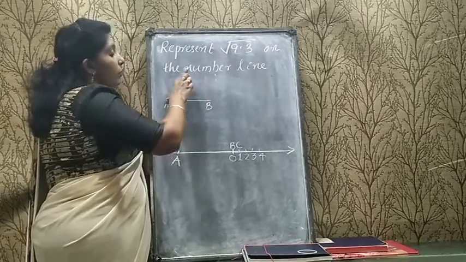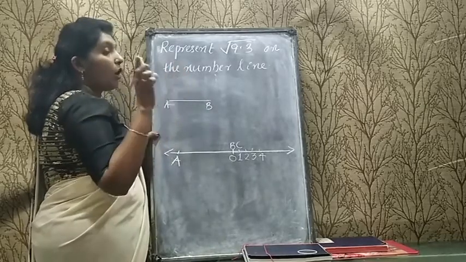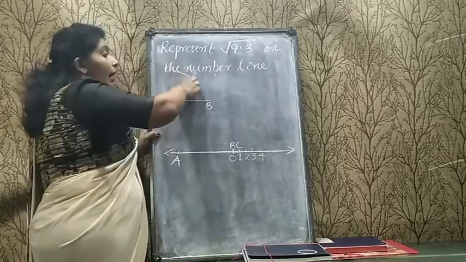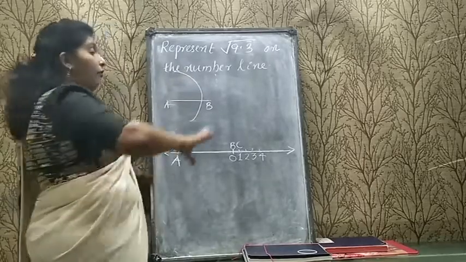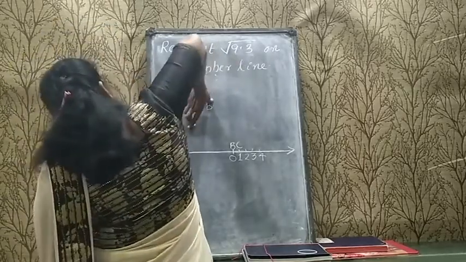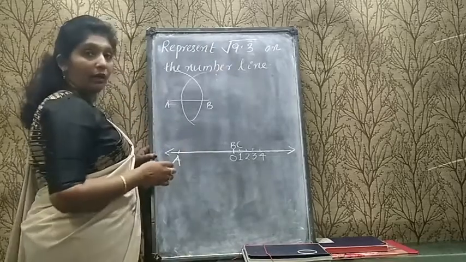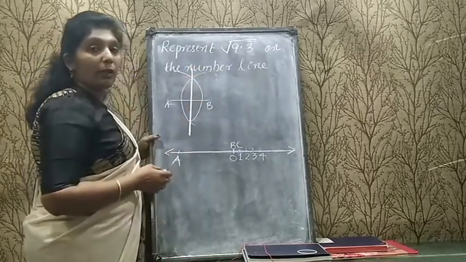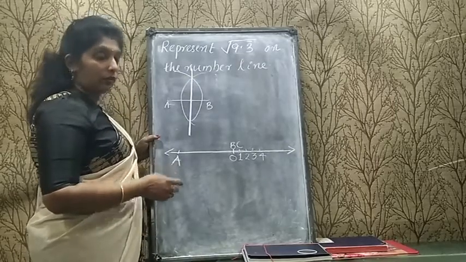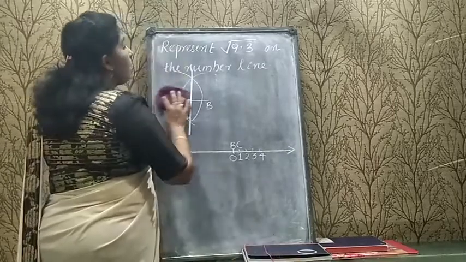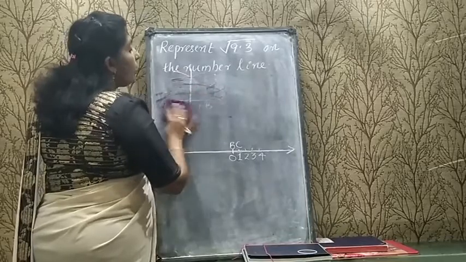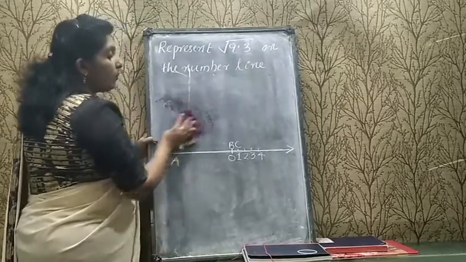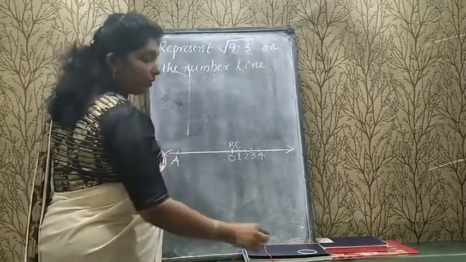Now what you have to do? You have to keep your compass needle at A and mark an arc. Without changing the radius, keep at the point B and mark an arc. Afterwards you have to join them. Then you will get the perpendicular bisector. This procedure you have to follow here for constructing the perpendicular bisector of AC.